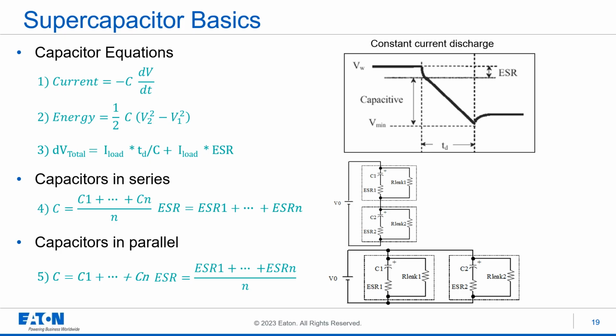So we have the current in a capacitor is the capacitance times the change in voltage with time. And energy is 1/2 of the capacitance times the starting voltage minus the ending voltage of the charge or discharge.